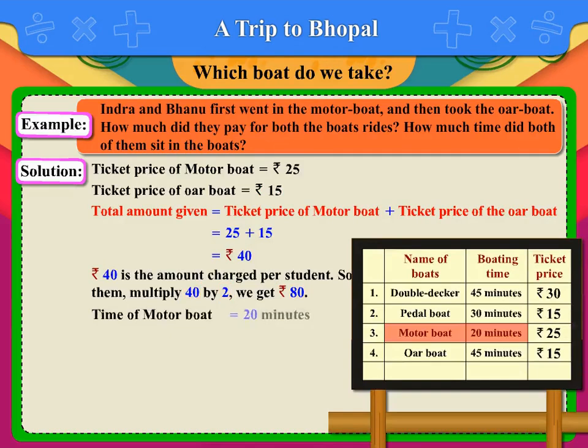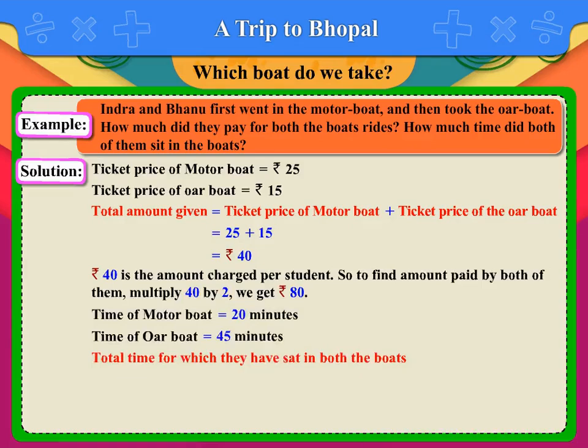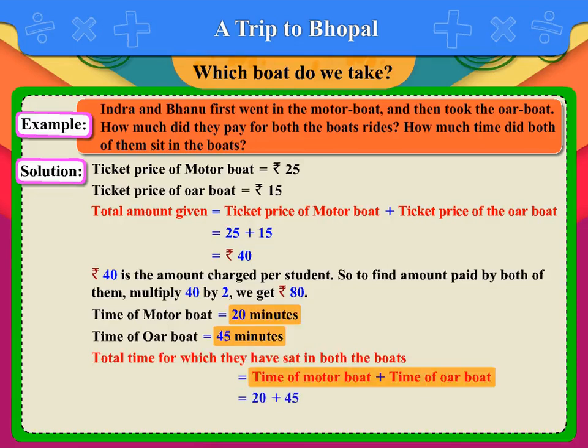Motor boat took 20 minutes and the oar boat took 45 minutes. Total time for which they sat in both the boats is equal to time of motor boat plus time of oar boat, which is equal to 20 plus 45, which is equal to 65 minutes.